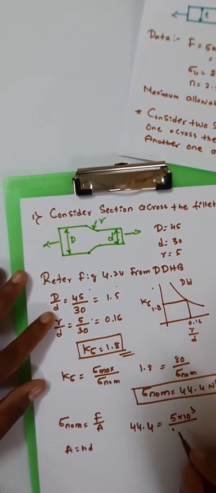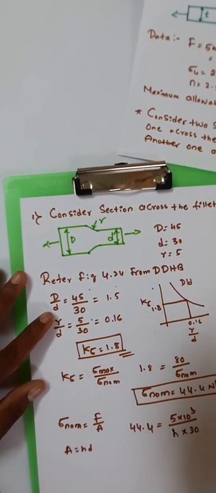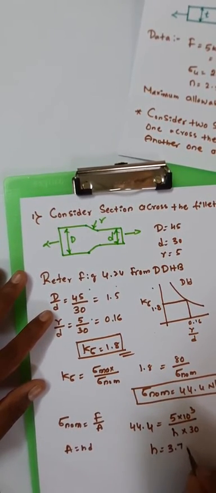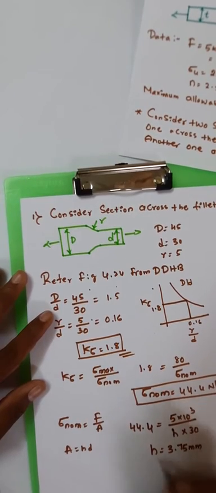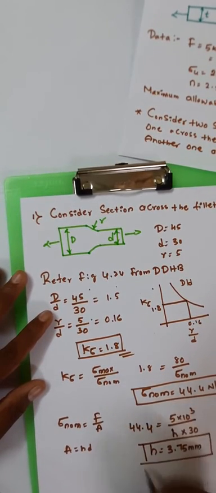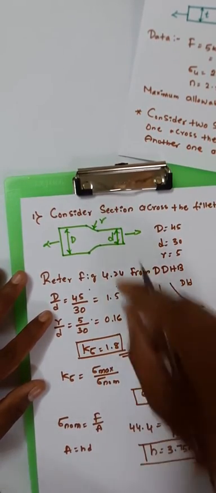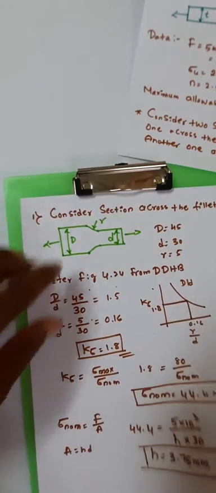If you substitute that value, H into 30, H is equal to 3.75 mm. If you simplify this, you will get this value. H is equal to 3.75 mm, the plate thickness. Next we have one more very important section.